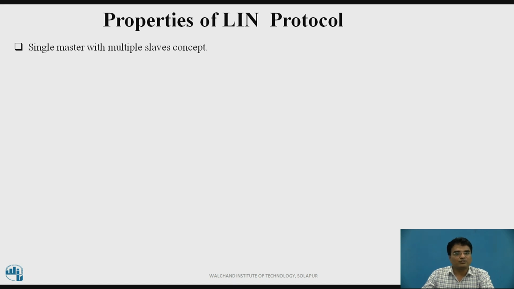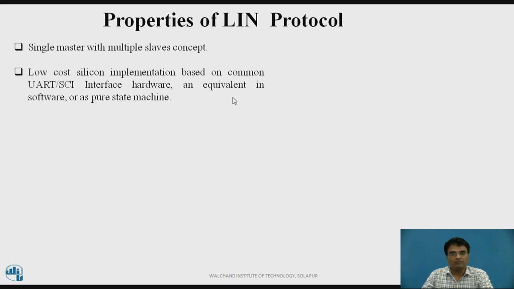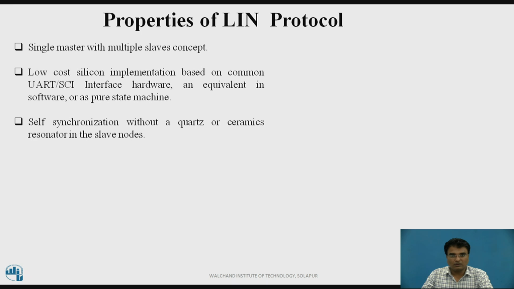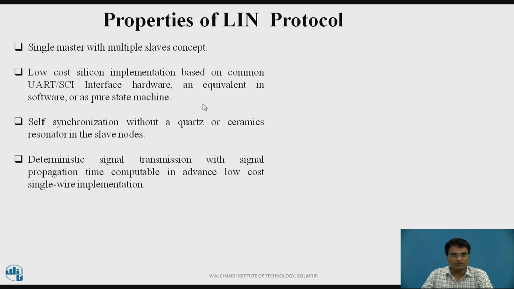Properties of the LIN protocol. First property is the single master with multiple slave concept. Second, low cost silicon implementation based on the common UART SCI interface hardware, equivalent in software or as a pure state machine. Self synchronization without a quartz or ceramic resonator in the slave nodes. Next property is deterministic signal transmission with the signal propagation time computable in advance, and low cost single wire implementation. Next property is speed up to 20 kilobits per second. And the next property is signal based application interactions.